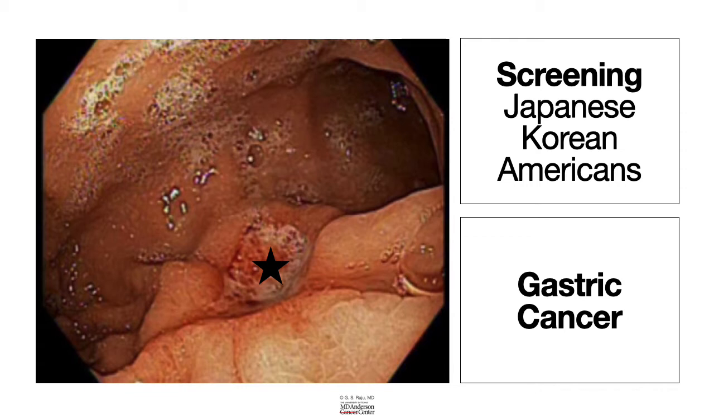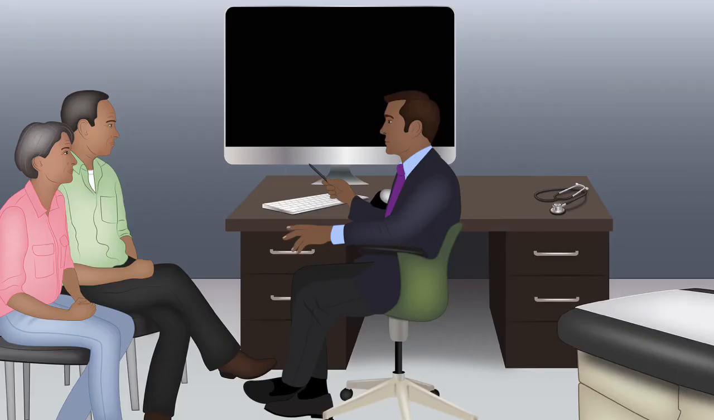So we covered the role of screening EGD, GERD, Barrett's esophagus, cirrhosis, esophageal varices, high-risk patients for gastric cancer, Japanese Americans, Korean Americans for gastric cancer. Next, let's talk about the role of EGD in diagnosis. So let us look at certain clinical scenarios.